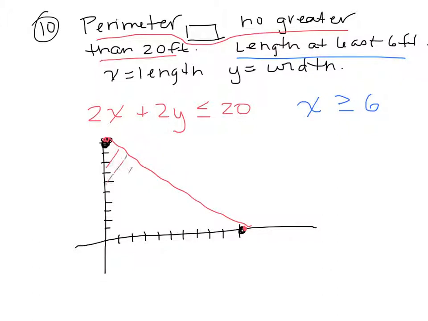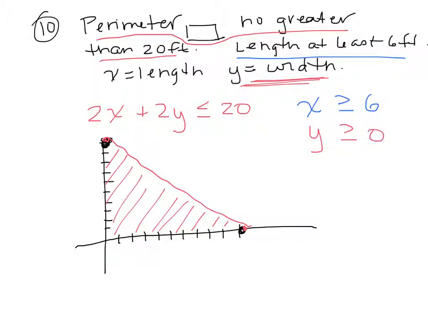and our shading is going to go below the line. Now notice I'm staying in the first quadrant here because both length and width have to be positive. So that actually gives us another condition that we didn't consider before: the width has to be greater than or equal to 0. Even though that condition is not stated, it is important to state it ourselves.